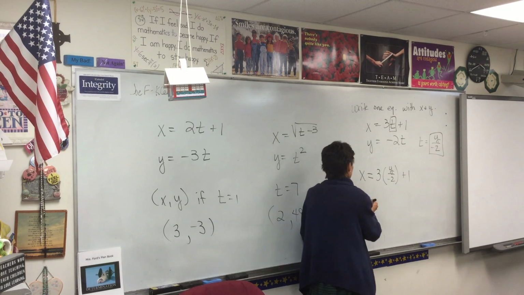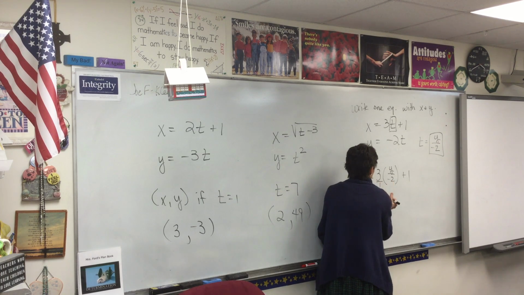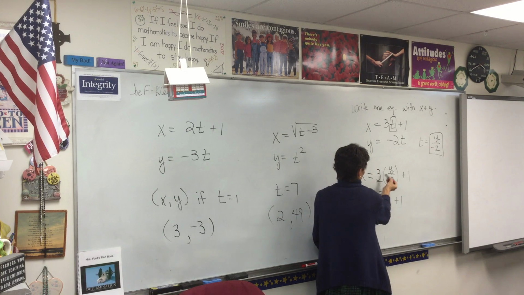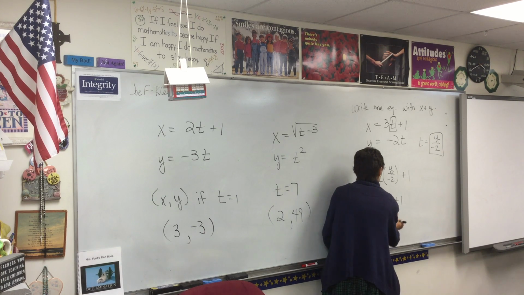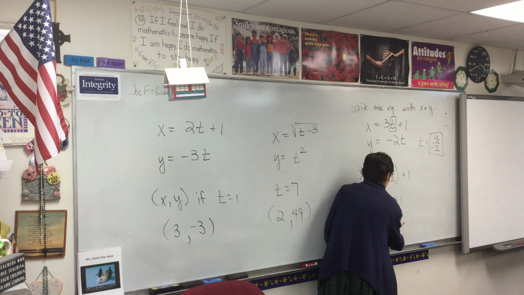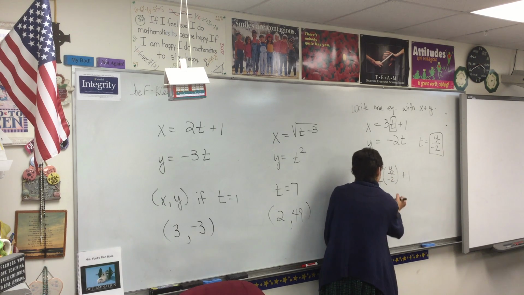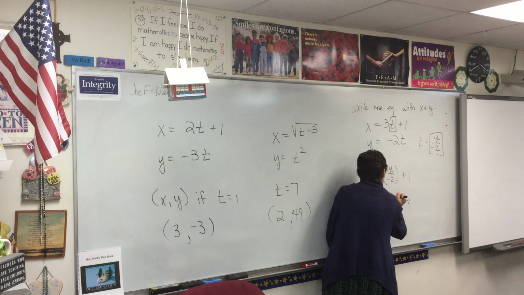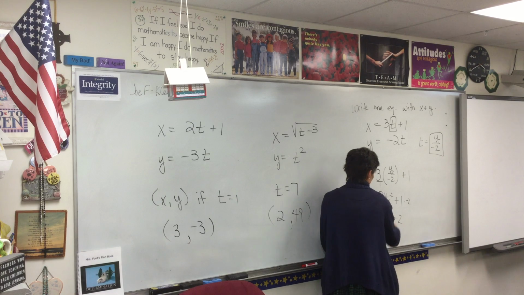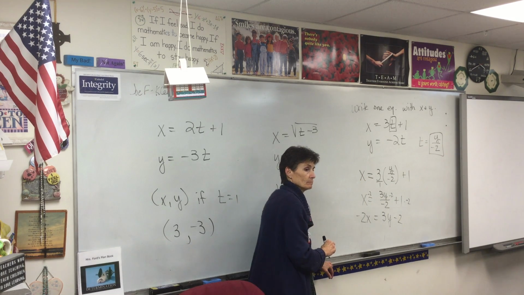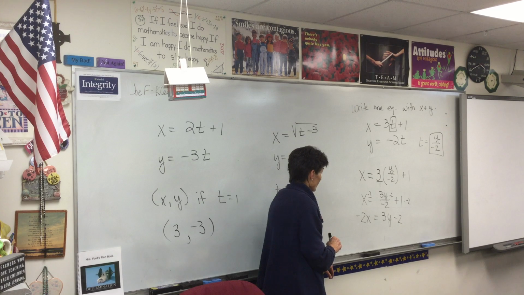Now I probably want to clean that up a little bit. It's not a very pretty equation. So this would be 3y over -2 plus 1. Remember when you multiply top times top, bottom times bottom. And then if you wanted to get rid of the fraction, you could multiply everything by -2. So -2x equals 3y minus 2. But then we have to divide the -2 again to keep x by itself.